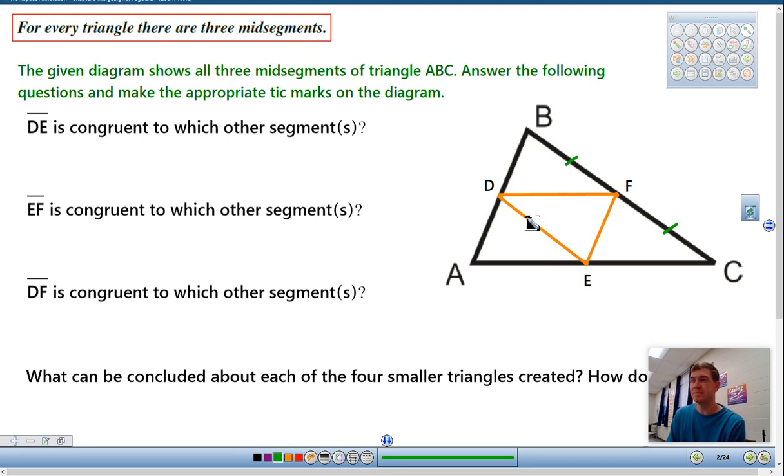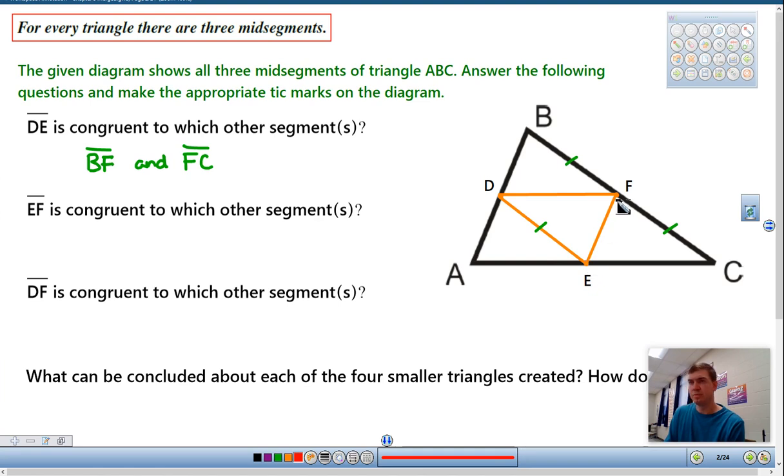And we know that DE is half the length of BC. So if DE is half the length of BC, and we know F is the middle, then wouldn't BF also be half of segment BC? So those would be congruent. So DE is congruent to, let's just list these segments, BF and FC. So these 3 are all the same.